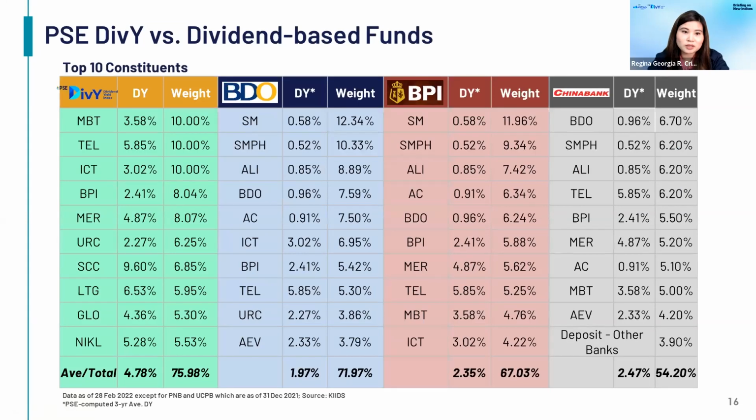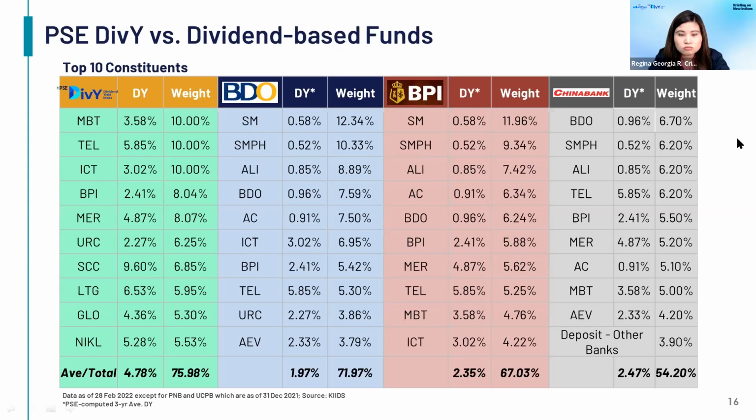We also compared the top 10 constituents of the PSE Dividend Yield Index with the top 10 constituents of existing dividend-based funds. So the information here is based on PSE's computation of dividend yield and the weights in the dividend funds' key information disclosures. As you can notice here, most of the top 10 constituents of the dividend-based funds are still PSEi securities.